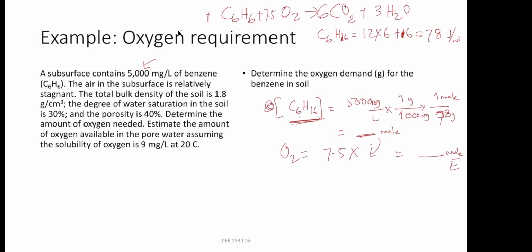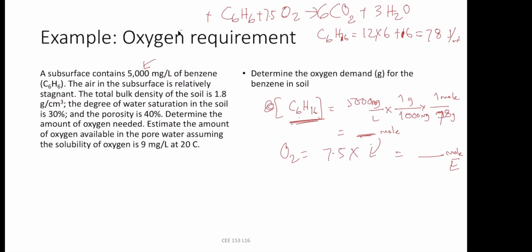Total bulk density of the soil is 1.8 gram per centimeter cube. The degree of water saturation in the soil is 30%. The porosity is 40%. Determine the amount of oxygen needed. Estimate the amount of oxygen available in the pore water. Okay, so first of all, determine the amount of oxygen needed.